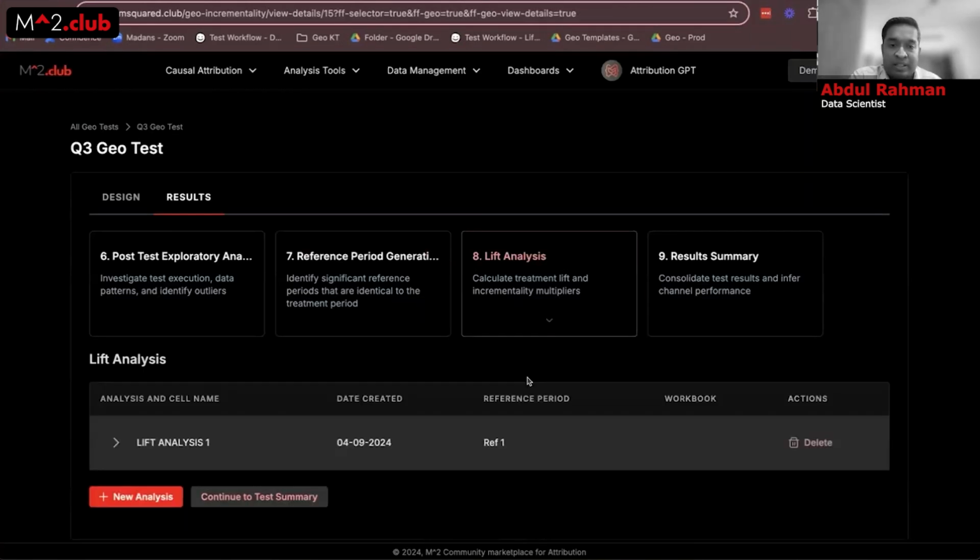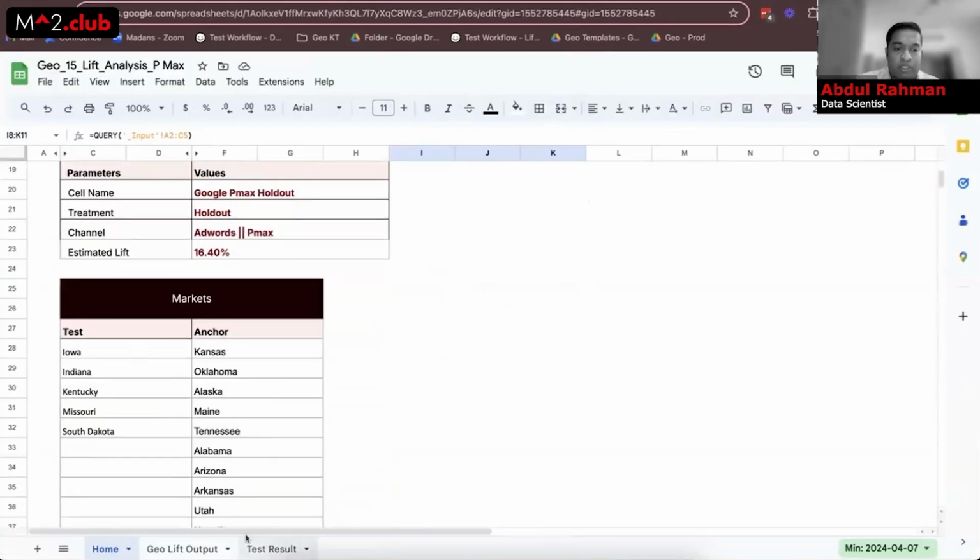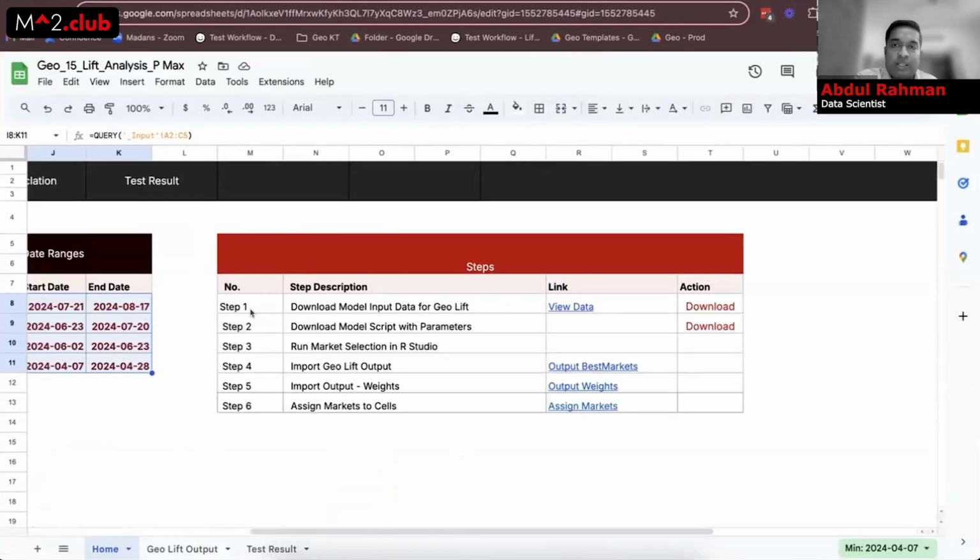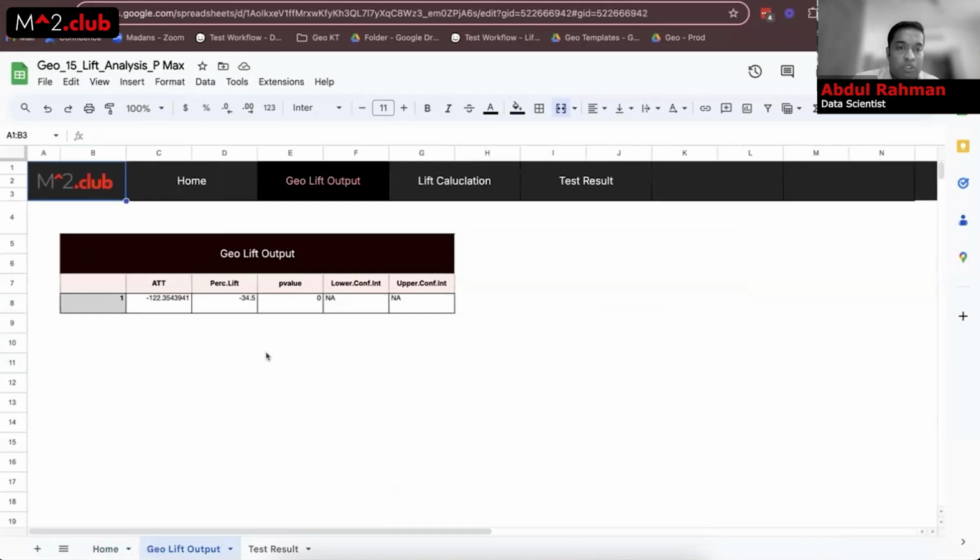The next stage is lift analysis. Here is where we identify the contribution or incrementality numbers using the data that we have and the market information. The first and foremost step is to download the data that we need for the GeoLift, and we can verify the parameters. Then we will download the script and run it in RStudio. Once that is done, we have to import the data.